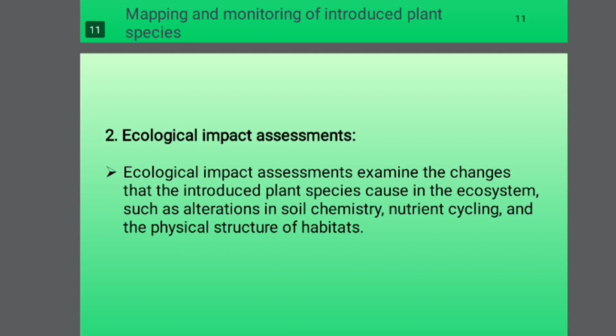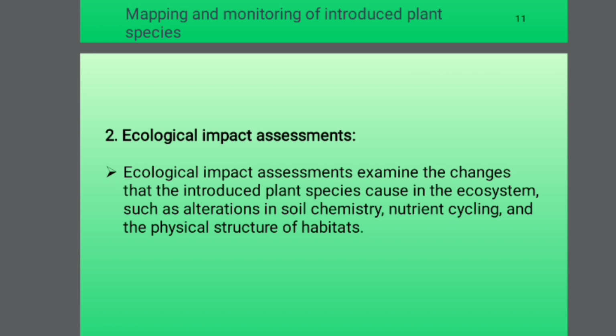Number two is the ecological impact assessment. This is called EIA. This is very important when industries develop in any area, for oil exploration, for road construction. The EIA is very important before starting industrialization, before starting any project in any area. Ecological impact assessment is very important.